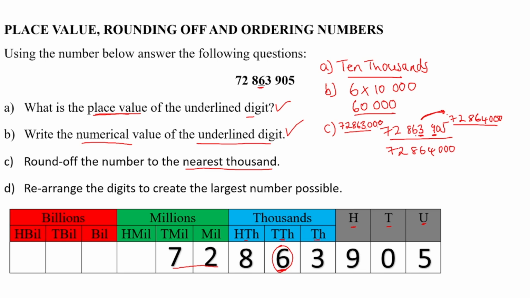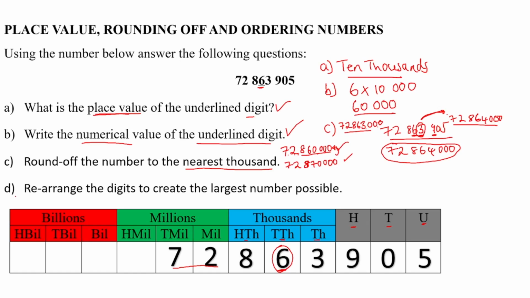Okay, let me just give you an example of using another one. Let's say we wanted to round off to the nearest 10,000. Right, the 10,000 here is what? Is the 6. Okay, and then the number next to it is 3. So it means we're going to round down. If we're considering the 10,000, this number would be between 72,860,000 and 72,870,000. Since 3 is less than 5, it means we are rounding down. So it's going to be 72,860,000. That's how we round off. Okay, but our answer for C is this one.